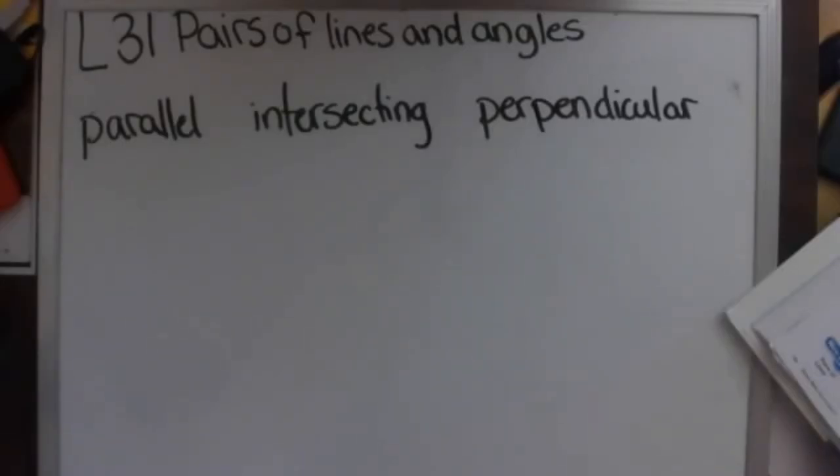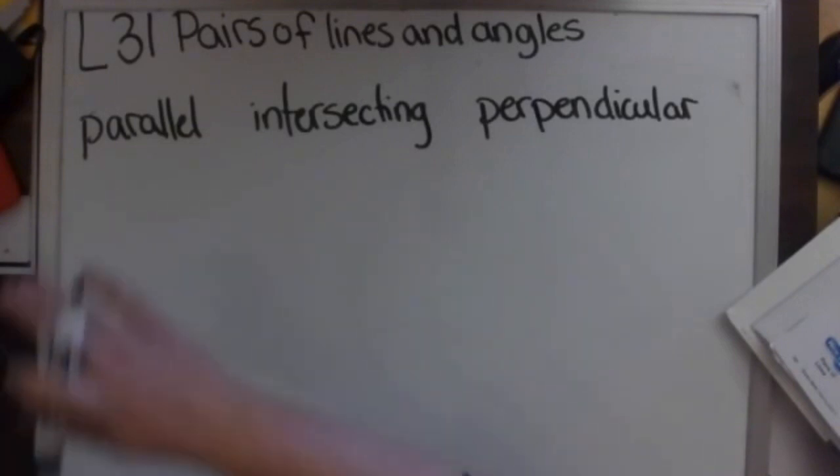This is lesson 31, pairs of lines and angles for Saxon 5. So what you're looking at today is some new vocabulary words. So let's start off with parallel.